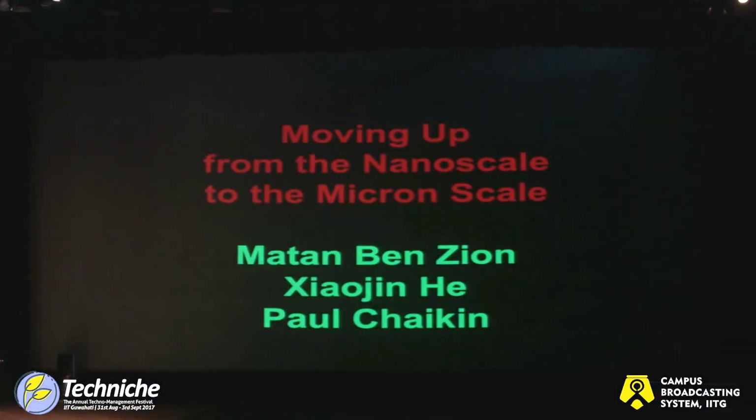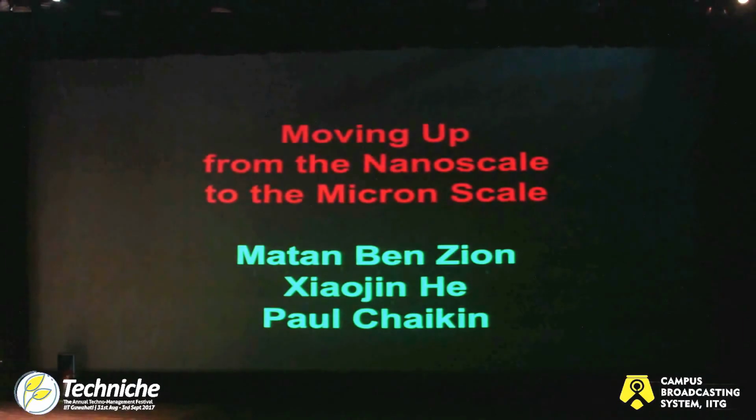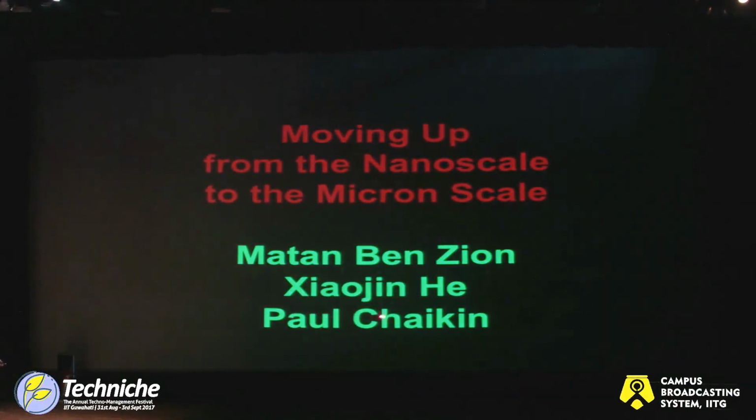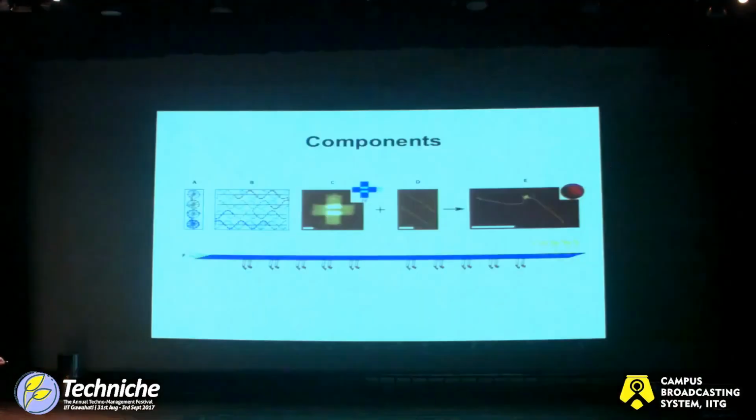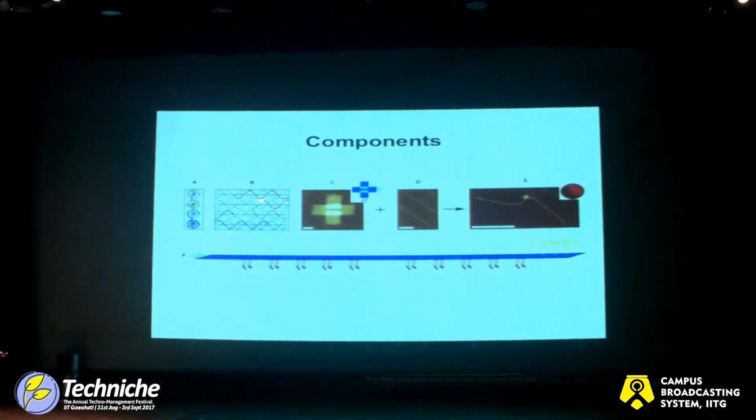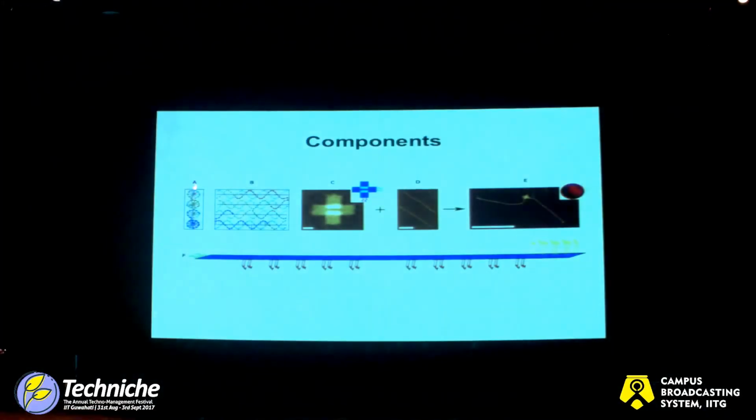Finally, we're going to talk about moving up from the nanoscale to the micron scale. Work done with Matan Ben-Zion and Xiaojin He, who worked with Paul Chaikin's laboratory as well as ours. And the components are another origami. It's a 4-helix origami belt. And it's long. It's about 600 nanometers long. It has little connections that will attach it to a colloid.